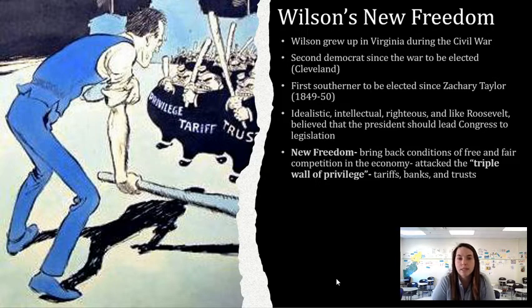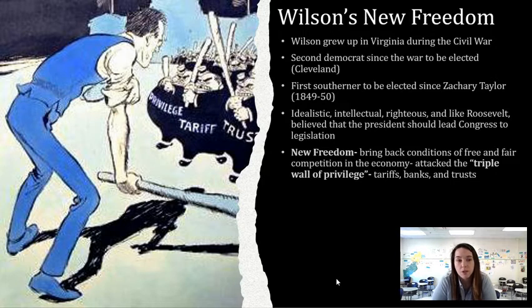Woodrow Wilson was an idealist. Think of World War I and his support for the 14 points, the war to end all wars, and self-determination of nations, which we'll talk about in the next chapter. He was an intellectual. He was a president of Princeton University and knew a lot of history. He also believed that he should guide legislation.